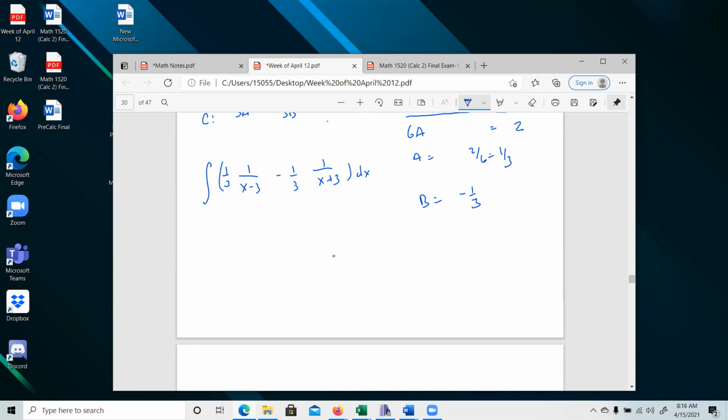So integrating this, this is just a logarithm one. So this is going to be 1/3 ln of the absolute value of x minus 3, minus 1/3 ln of the absolute value of x plus 3. Don't forget the absolute values. I don't know what x is going to be. And then our constant. Don't forget your constant of integration when you do this.